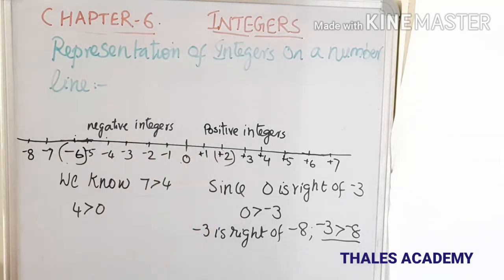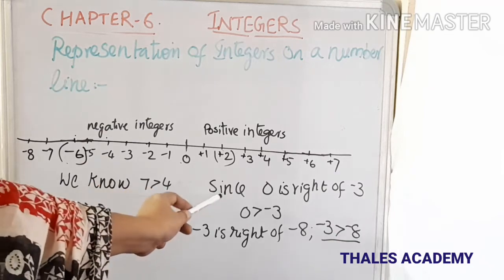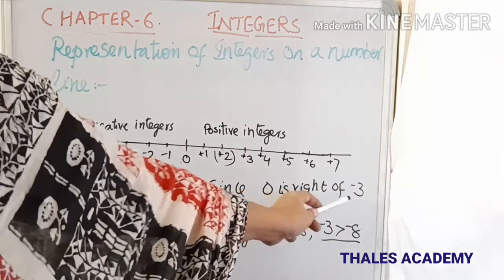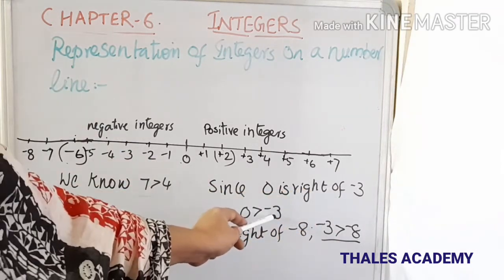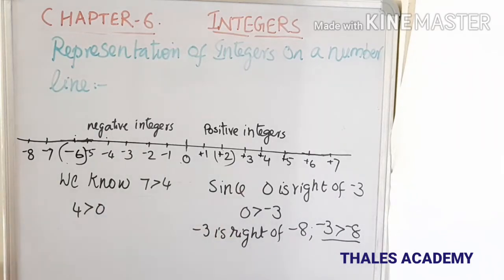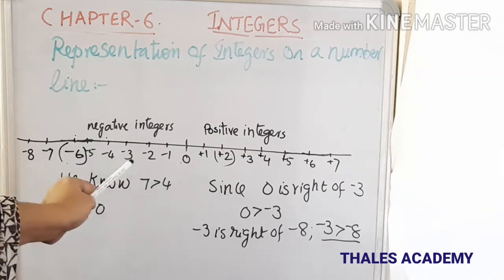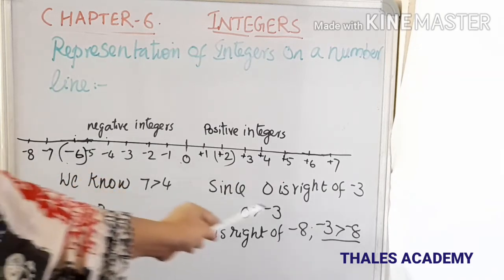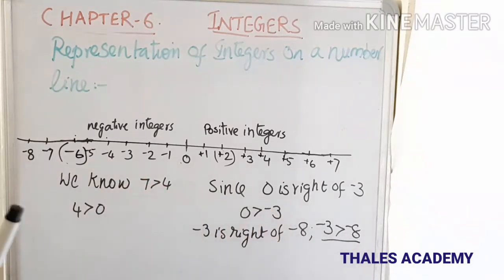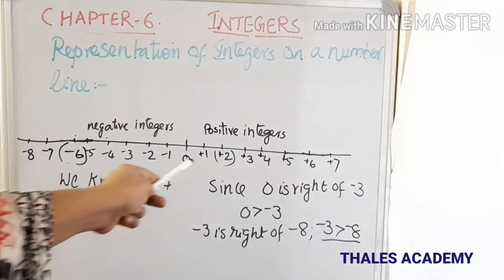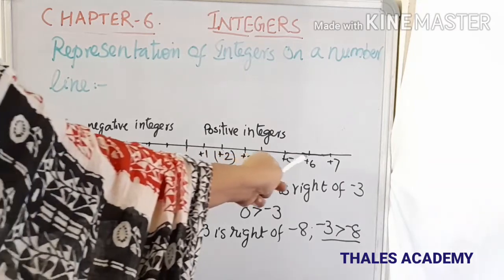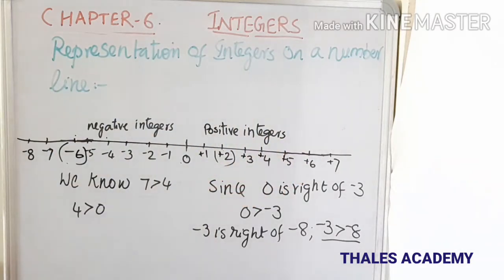Now, since 0 is right of minus 3, 0 is greater than minus 3. Again, minus 3 is right of minus 8, so we can say minus 3 is greater than minus 8. Thus, we see that on a number line, the number increases as we move to the right and the number decreases as we move to the left.